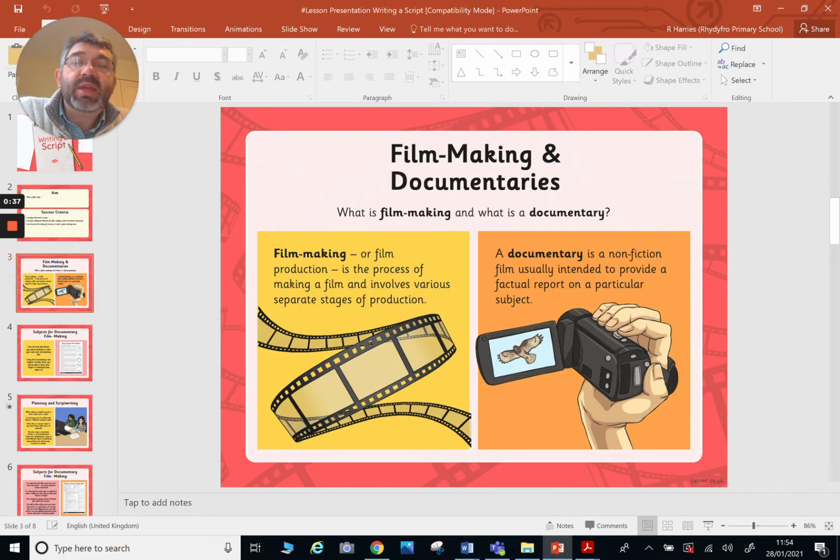So filmmaking and documentaries. Right. Filmmaking, this is what it actually means, is the process, is basically how we make a film and involves various separate stages of production. Now, I know some of you were asking at the end of last term, well, how do we go about making a film? Well, this basically is it.